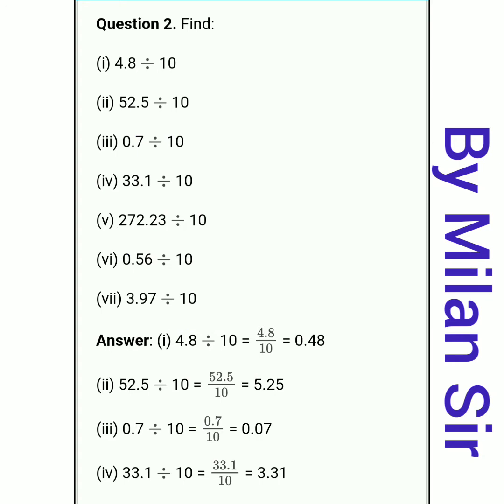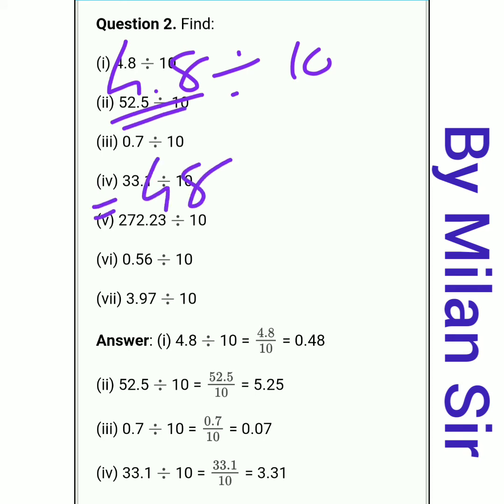Okay, again, 4.8 divided by 10. First of all remove the decimal point, so 48. After the decimal point one digit is there, 8. So in the denominator we need to put 10.